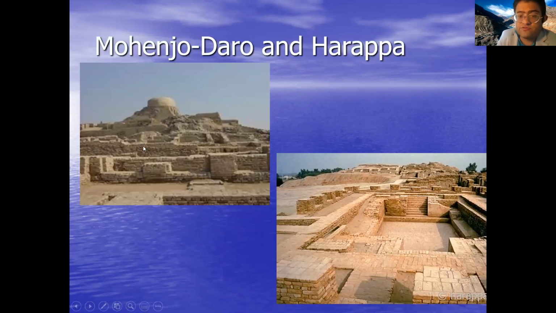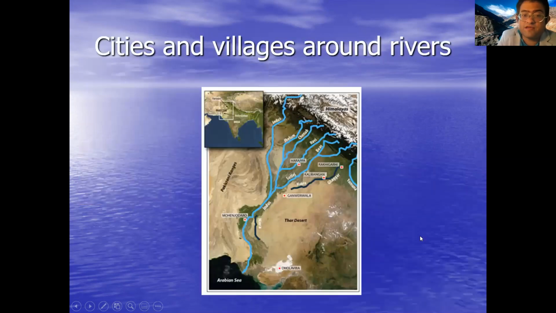All right, this is Mohenjo-daro, and this is Harappa. Some say that this structure was used for ancient baths. And again, to think about the history of religions and the history of human civilization, cities and villages evolve around rivers. Rivers as a source of life, as a source of trade, as a source of food, irrigation, sanitation.